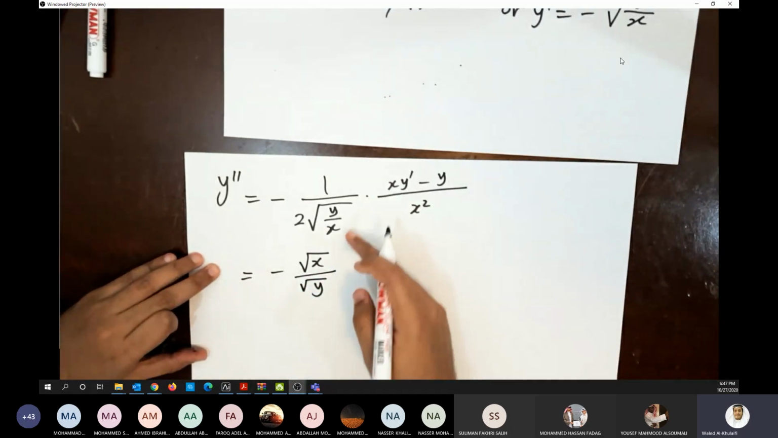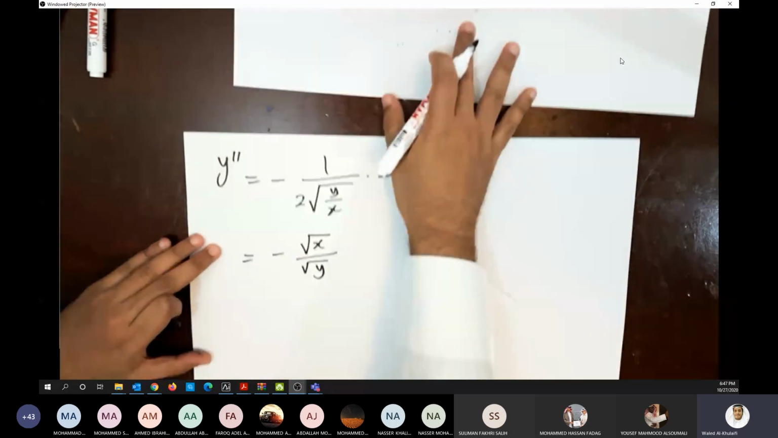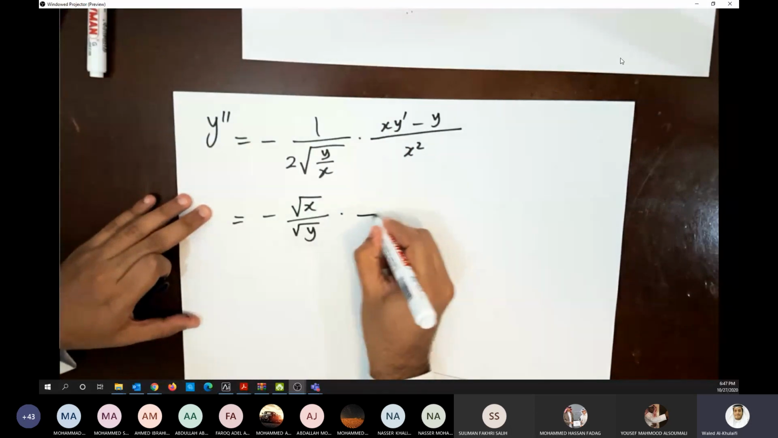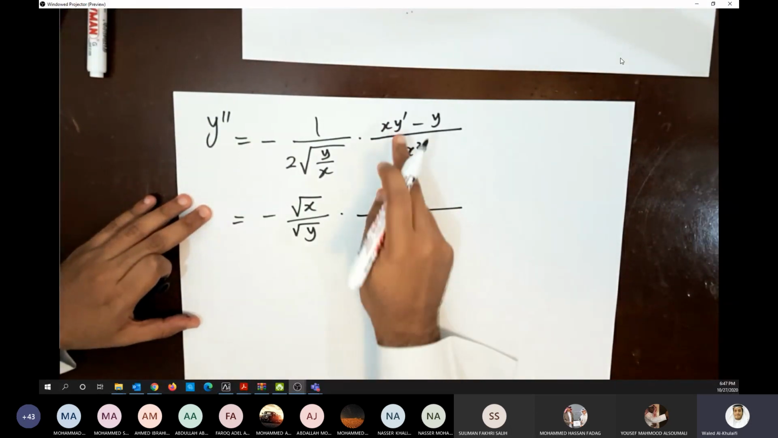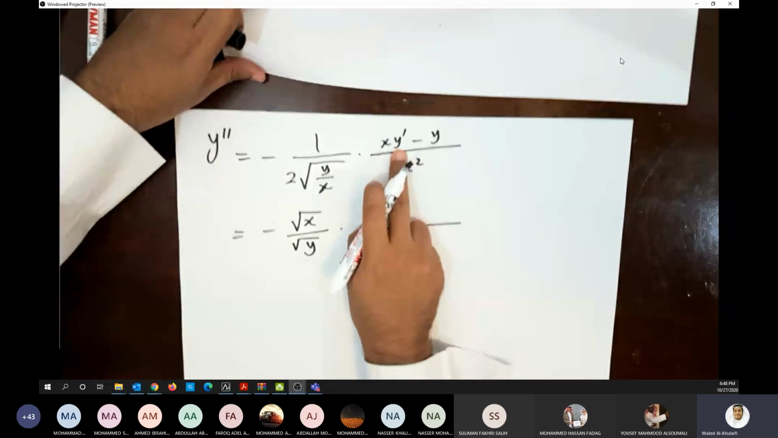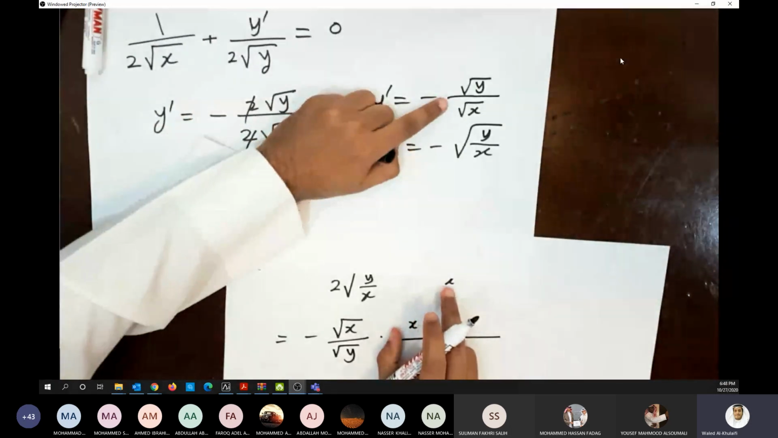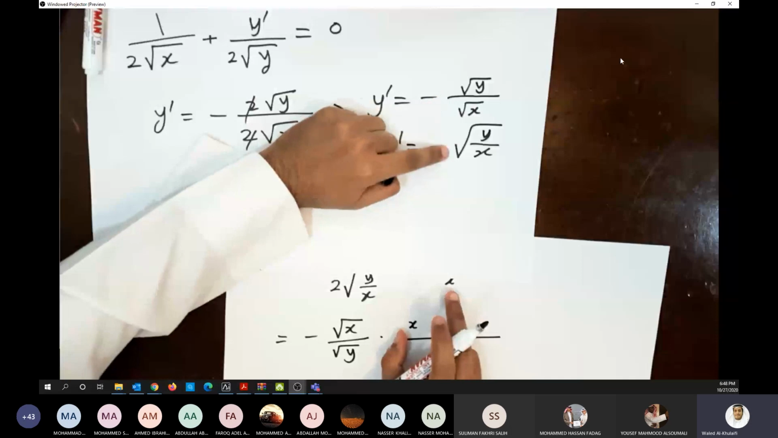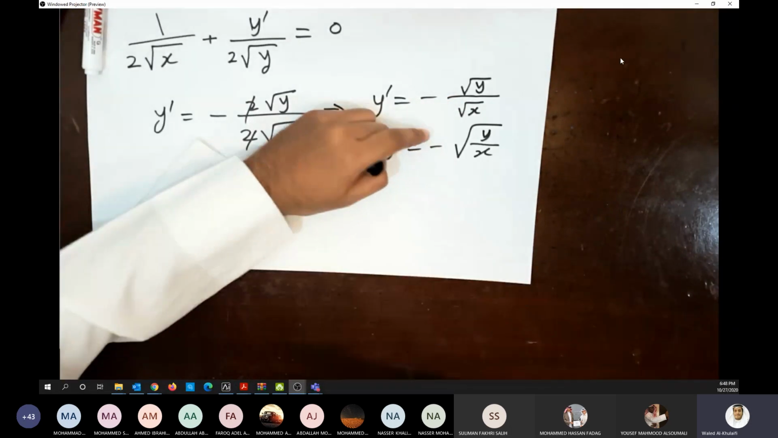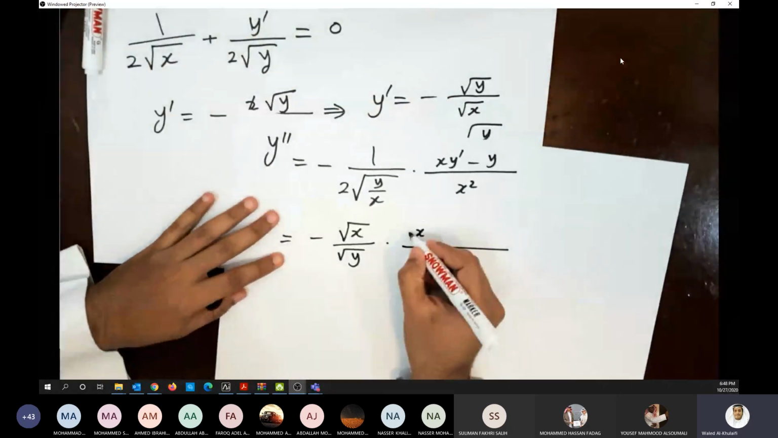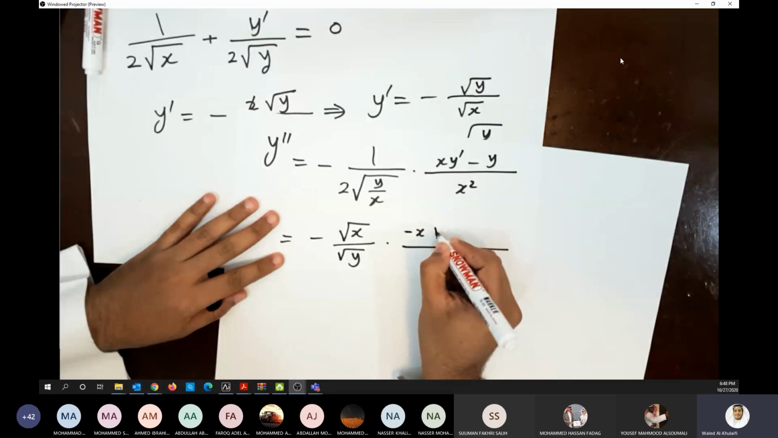Why am I doing this? Because you are saying 1 over, 1 over times. Now here you have x squared. Now here you have x times y prime. Now y prime, you bring this guy or this. You choose one of them, but I will choose this one because it makes sense. It will simplify a little bit. So we have minus the square root of y over the square root of x.